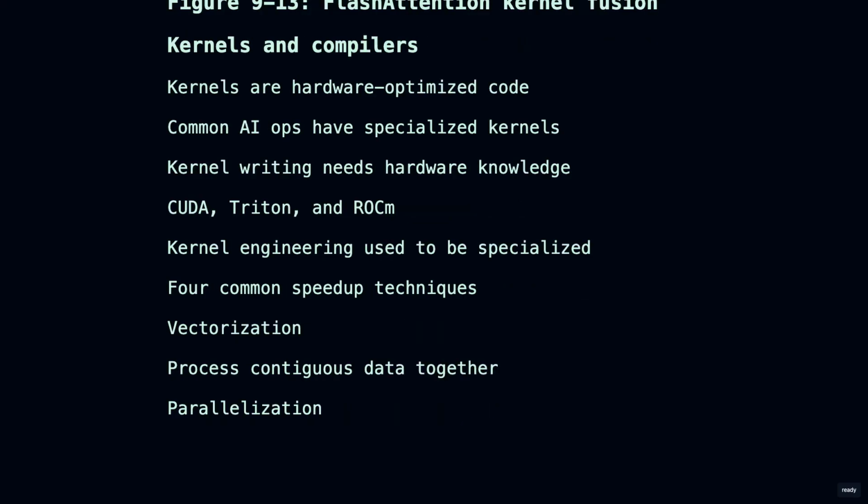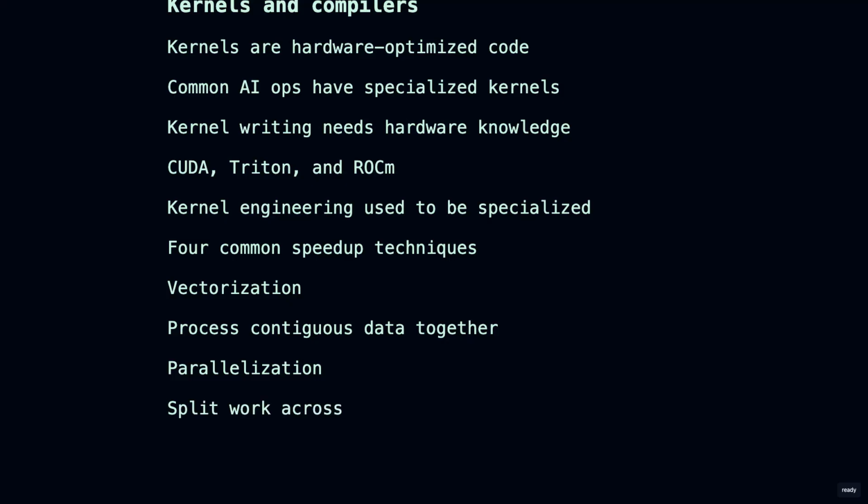Parallelization splits the work into independent pieces that can run at the same time. That is how you use multiple cores or threads effectively. The key requirement is independence. Each chunk should be able to run without waiting on the others. When that is true, throughput improves a lot.